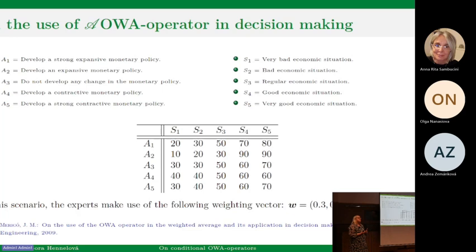To evaluate these strategies, they have assembled a panel of experts, who evaluate these strategies under different scenarios, namely a very bad economic situation, bad economic situation, regular economic situation, good economic situation, and very good economic situation. The outcomes are displayed in the table. In this scenario, the experts make use of the following weighting vector.